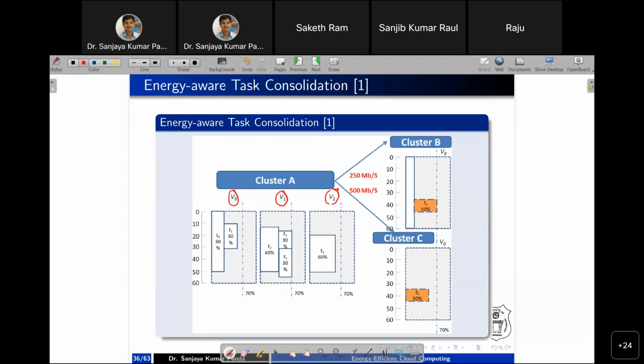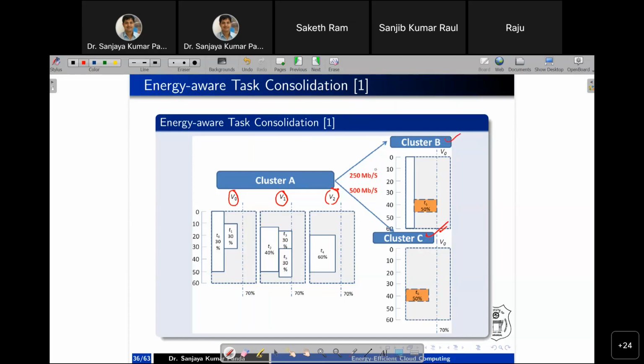What is the reason? The main reason is that if T6 is accommodated in B0, B1, or B2, either 100% utilization is exceeded, or in the other case, the CPU utilization threshold of 70% is exceeded. So in that case, what you can do is migrate the load to another cluster. You can see cluster B is now free, so I can assign to cluster B. Cluster C is also free. I can assign to cluster C.